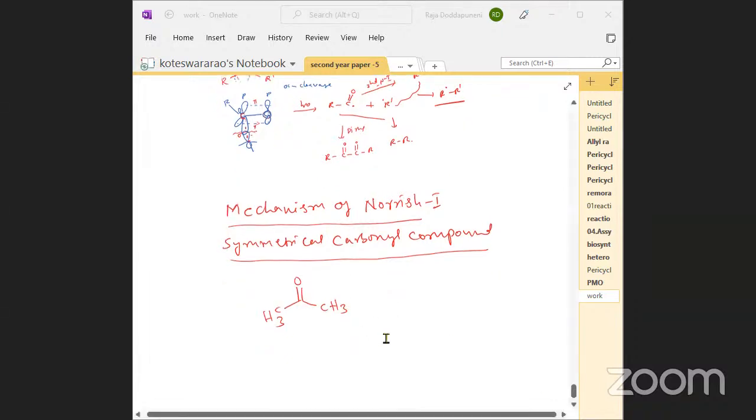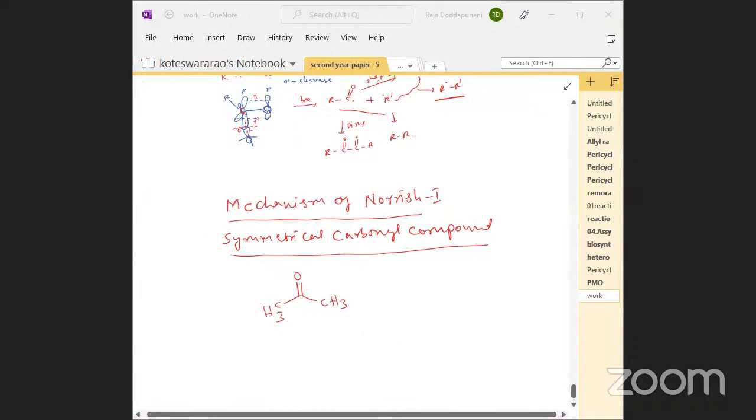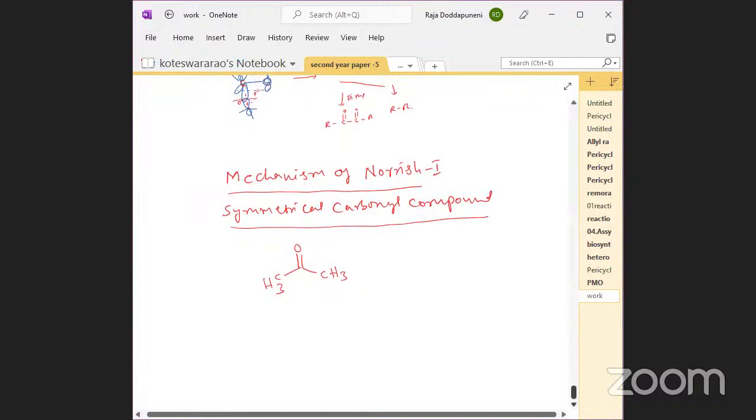Now this acetone is taken as the symmetrical carbonyl compound for explaining the mechanism of the Norrish type 1 reaction. As previously explained, this reaction proceeds through the formation of an n-π* triplet state intermediate. In the case of acetone, we are using a triplet sensitizer, or sometimes we can also conduct the reaction on direct irradiation with light. Then it produces the corresponding excited states. That is the n-π* singlet state.